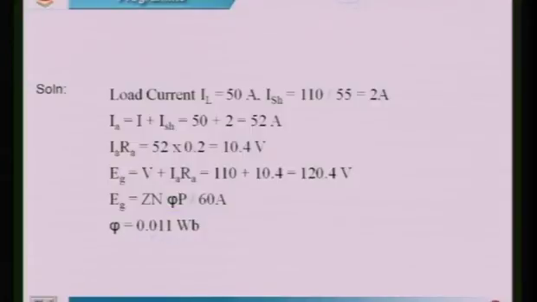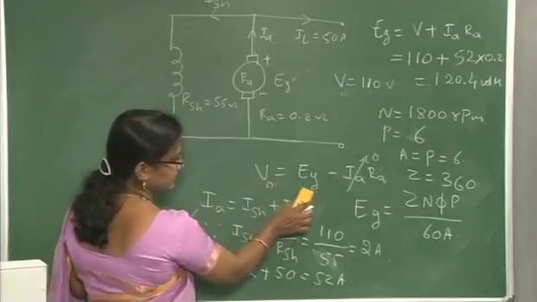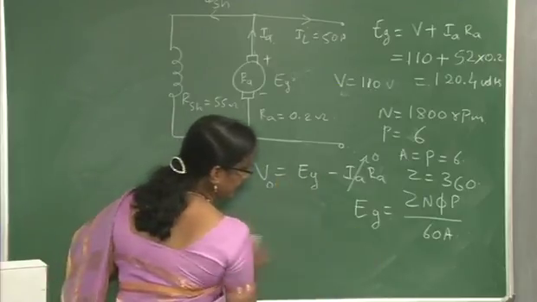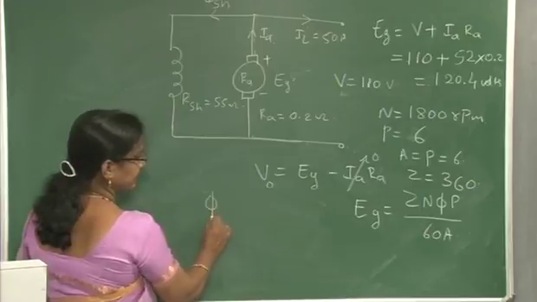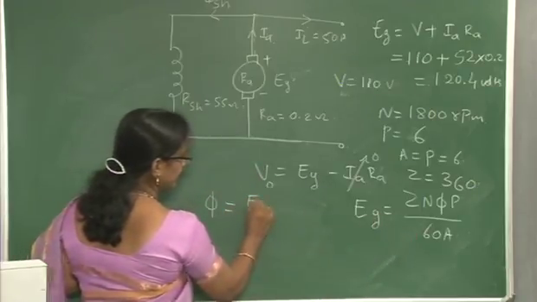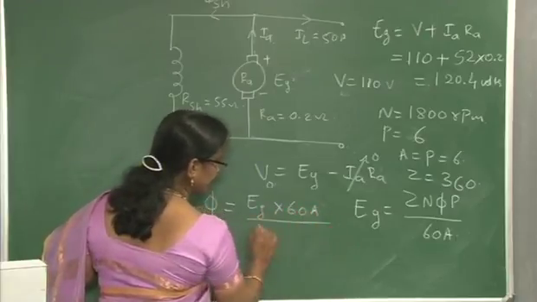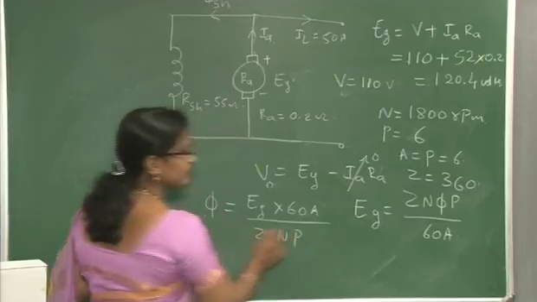So, now you have this equation, that is Eg is equal to ZnΦP divided by 60A. You have completed the first part, that is no load voltage. So, V naught is equal to Eg. Now, you calculate phi, that is the flux per pole, from this equation. So, that is equal to Eg into 60A divided by ZnP.